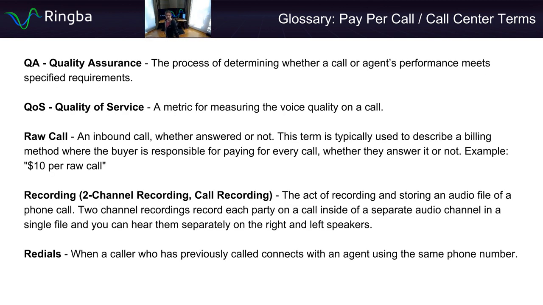QA, or quality assurance. This is the process of determining whether a call or agent's performance meets specific rules or requirements. And so you're gonna do quality assurance on your publishers to make sure that they're delivering calls the way you want. You're gonna do quality assurance on the calls to make sure that they're the quality that they need to be and all the rules are followed. You're gonna do quality assurance on your buyers to make sure all of their agents are following all the rules. You're gonna do QA on just about everybody in this space.